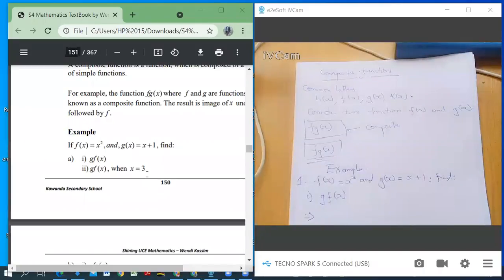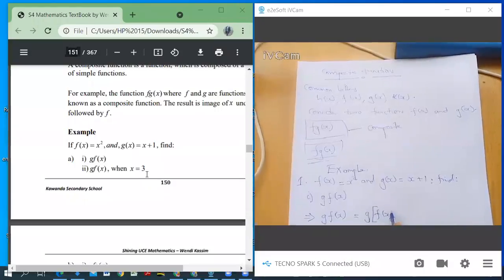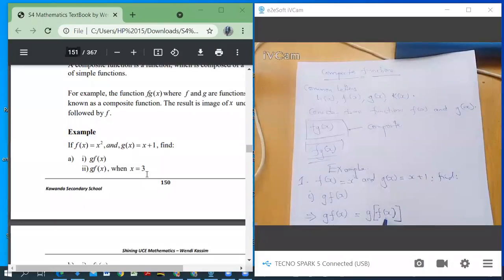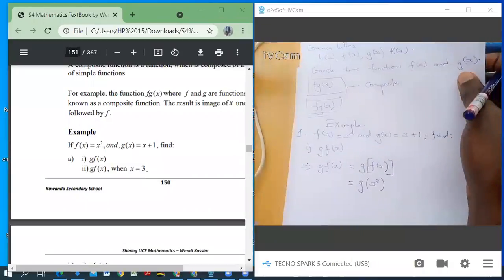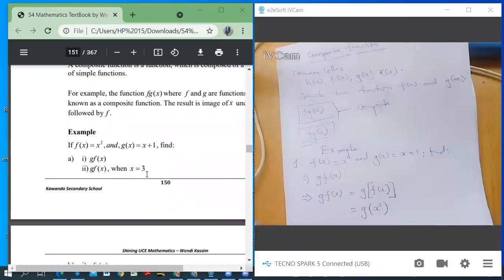So you can see from there. We write it as g f of x will be equal to g, open a bracket, f of x, close that. So we first take the function which is close to x. Then after that we ask ourselves, what is the function f of x? f of x was given to be x squared. So you replace it there like that. Is it clear now?